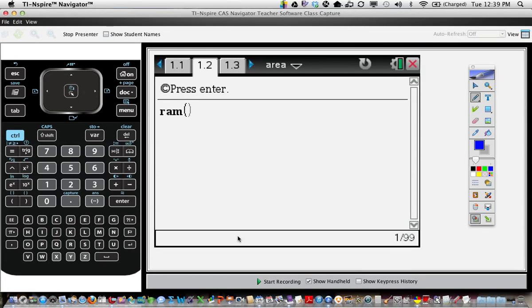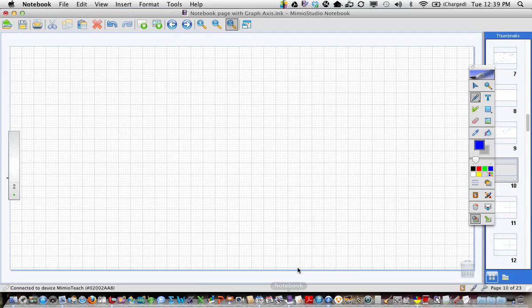All right, so you should have this page right here, and RAM stands for Riemann approximation method. On your particular calculator, there are two routes we can go that you can use for this.